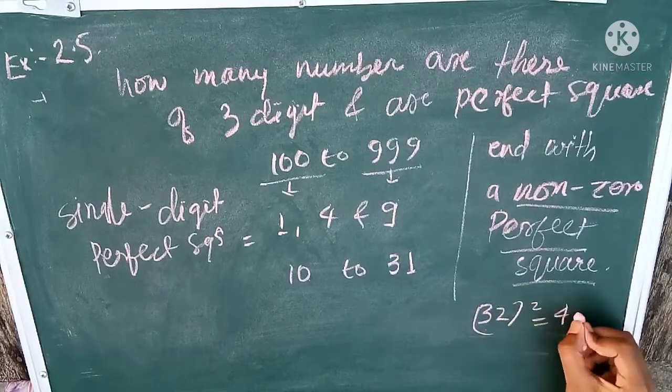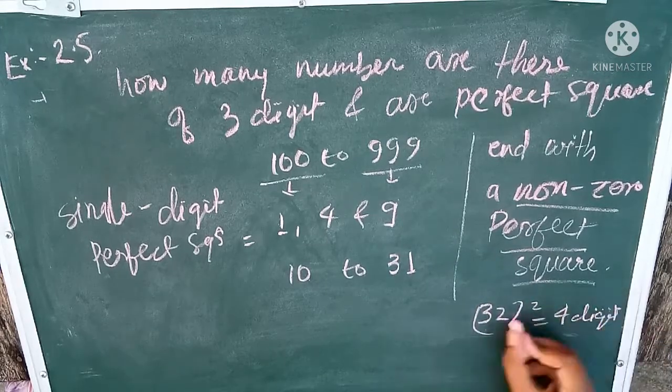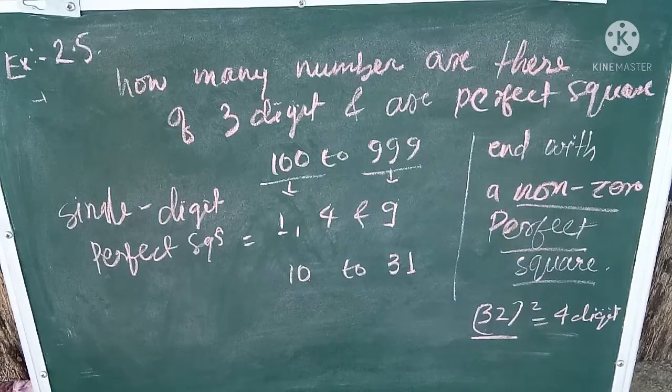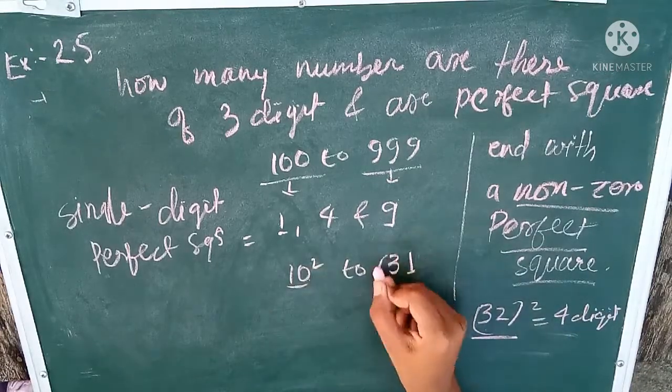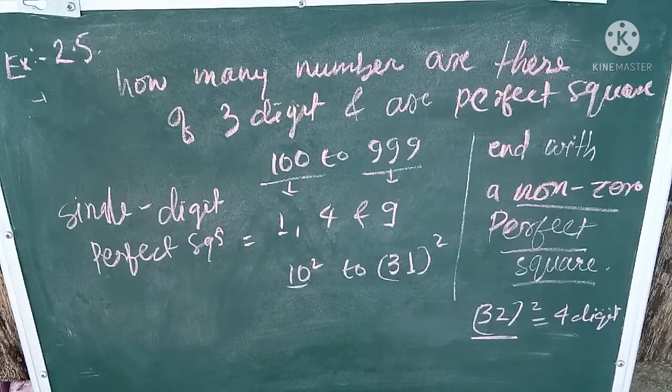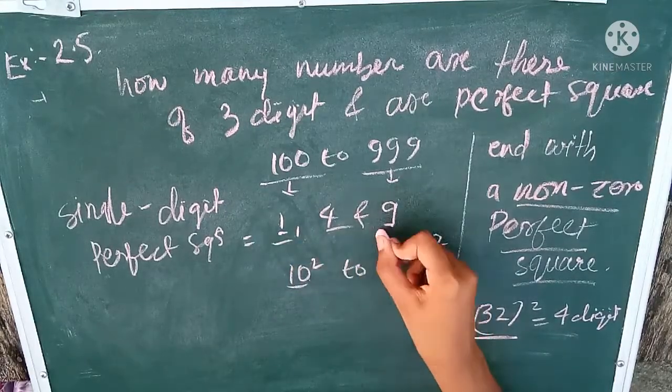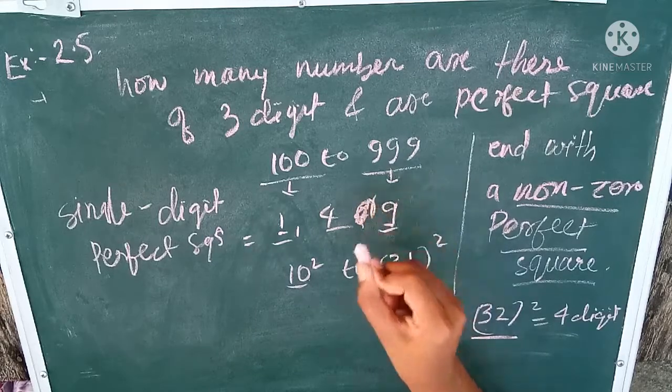And here the number lies between 10 to 31, because the square of 32 is a 4-digit number, so we cannot take 32 here. But from the square of 10 till the square of 31, all are 3-digit numbers, and in between we need to find those which end with either 1, 4 or 9.